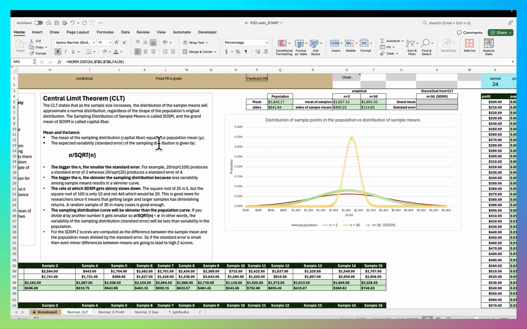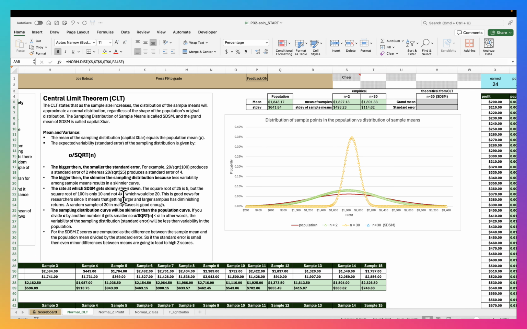And the bigger the n, there's the n, the bigger the n, in this case 30, the tighter it gets. So the bigger the n, the smaller the standard error. For example, 20 divided by the square root of 100 produces a standard error of 2, whereas 20 divided by the square root of 25 produces a standard error of 4. The bigger the n, the skinnier the sampling distribution, because less variability among sample means results in a skinnier curve.